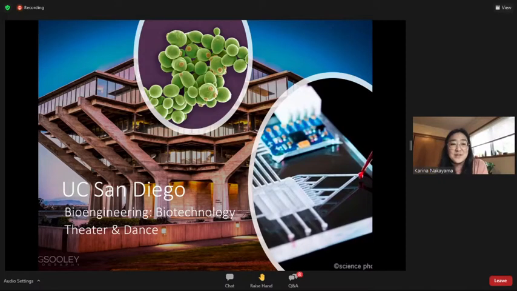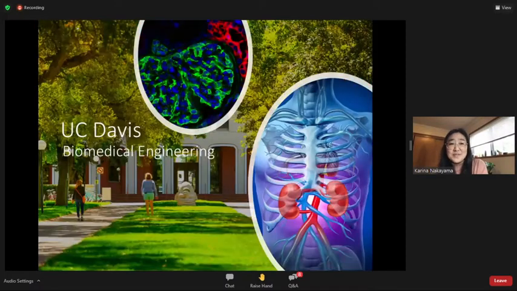And after UC San Diego, I went to UC Davis, so Californian, just kind of moving my way up the coast, where I also majored in biomedical engineering. But here I worked on engineering tissues for kidney regeneration. I worked at a primate center, and so we were looking at how to regenerate non-human primate kidney tissues.